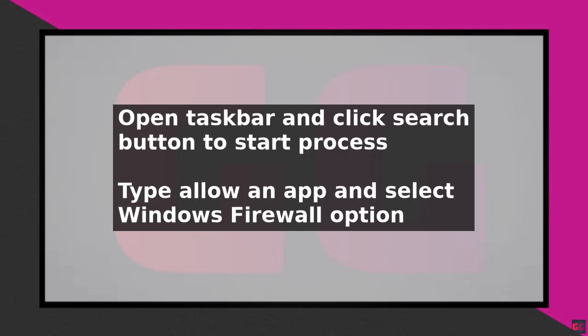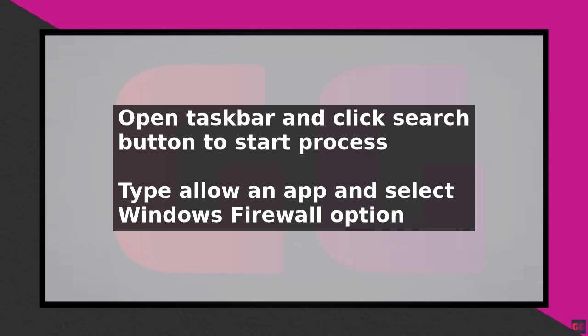To fix Parsec Error 602-3, start by opening the taskbar and clicking on the search button. Type "Allow an app" in the search bar, and select "Allow an app through Windows Firewall" from the results. This will open a tab in the control panel.